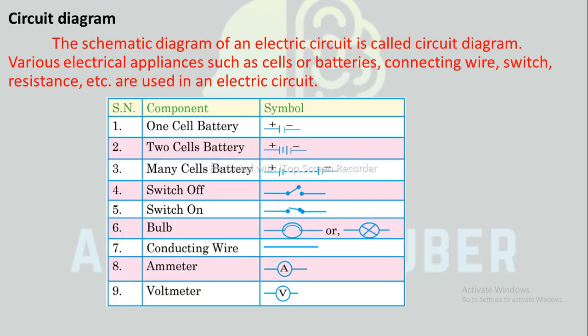Now we are going to discuss the circuit diagram. The schematic diagram of an electric circuit is called circuit diagram. Various electrical appliances such as the cells or battery, connecting wire, switch, resistance, etc. are used in electric circuit. These appliances are denoted by particular symbols in electric circuit, and some of these symbols are given below. So here is a symbol for one cell battery, two cell battery, many cell battery, switch off, switch on, bulb, conducting wire, ammeter, voltmeter, etc.